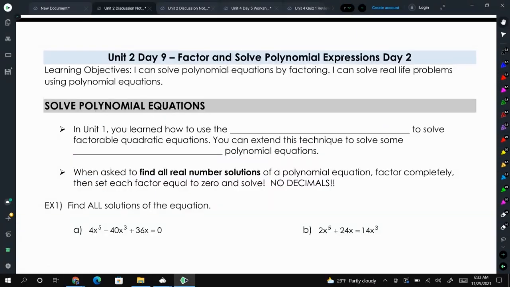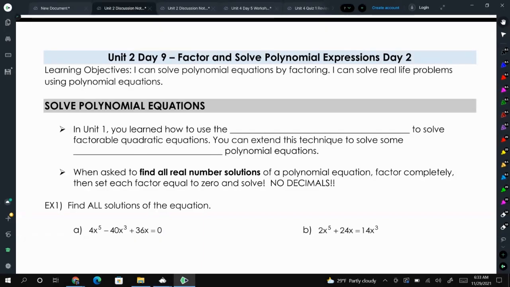Today what we're going to be doing is using those factoring techniques that we learned the other day in order to solve polynomial equations. Now remember, back in Unit 1, we first learned how to factor quadratic equations, and then we solved quadratic equations by factoring. We can do the same thing to solve polynomial equations.